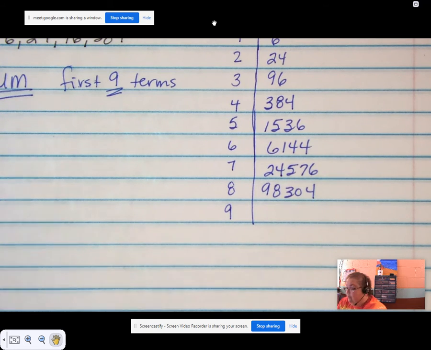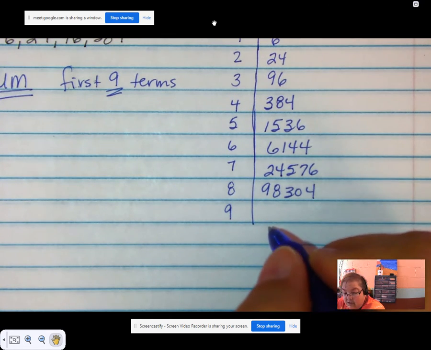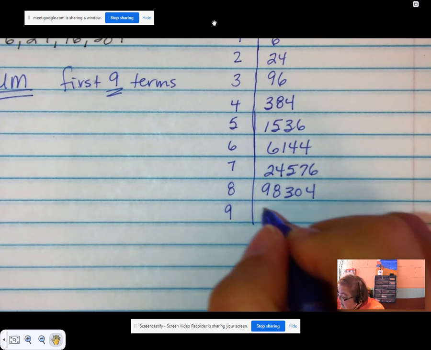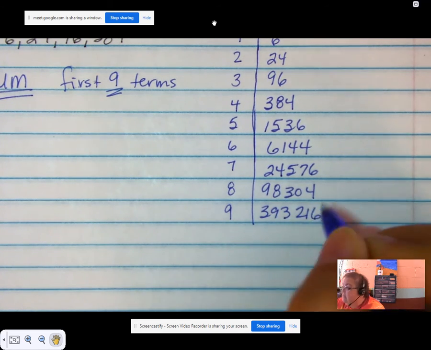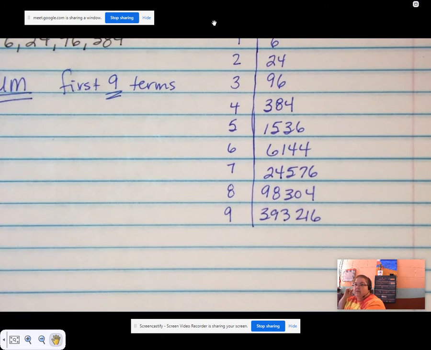And then I multiply 4 to that one, and I should get 393,216. Okay, give you a second to get those written down. But now what I need you to do is find the sum of those. What does that mean we're going to do? Add them. So I'm going to add that column of numbers.